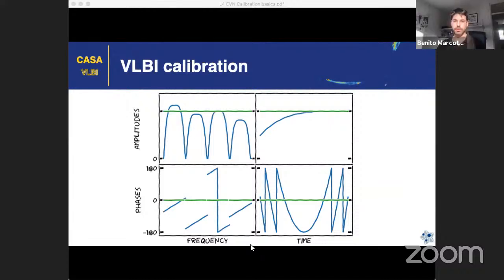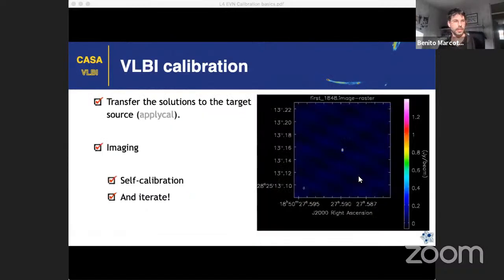So that's the path to move from the raw data and calibrated information that you have, looking like the blue lines, to a fully calibrated data set, like the green one. So, of course, once you're done with the data reduction, you're interested only in the targets, you don't care about the calibrators. You need to apply the solutions and transfer them to the target source. And then you focus on the imaging.